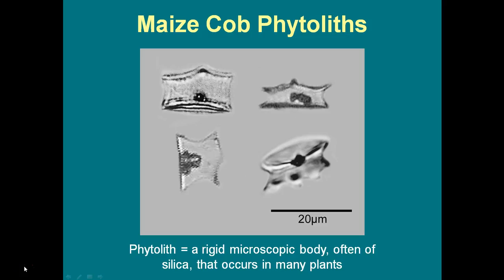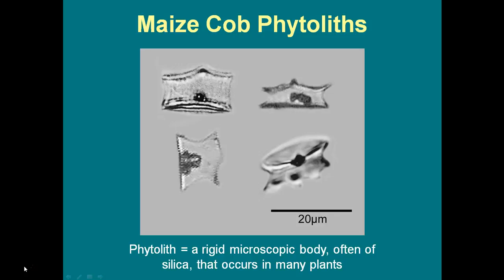Phytoliths, phyto, plant, lith, stone, are rigid microscopic bodies often made of silica, the same material that sand is made out of, and they're found inside many plants. And they are what give plant cell walls their rigidity, and they are particularly found in grasses and allow grass stalks to have the rigidity that they have. And corn, maize, is a grass, and these are the phytolith forms that are found within maize cobs.